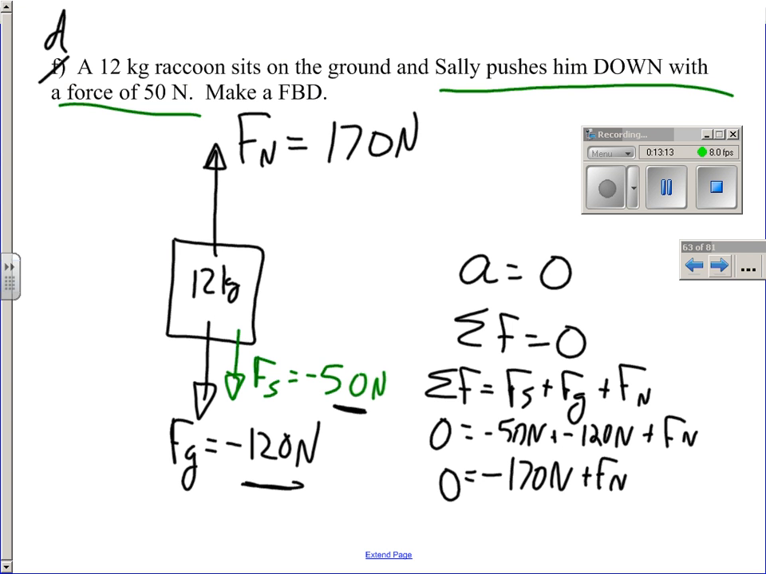So basically, what's happening here is your normal force is exerting just enough force to prevent the object from moving down through the surface. It's preventing the raccoon from moving down through the ground.